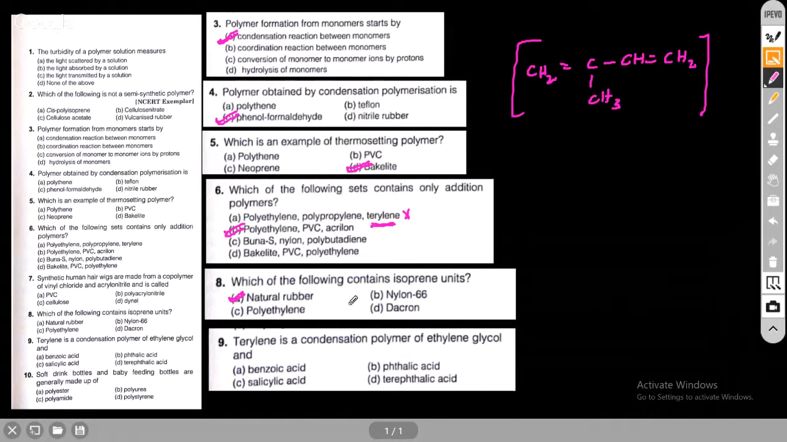Terylene, ninth one. What is the answer? It is a condensation polymer of ethylene glycol and what? Ethylene glycol and terephthalic acid. So option D is correct here. Okay. Next you see.